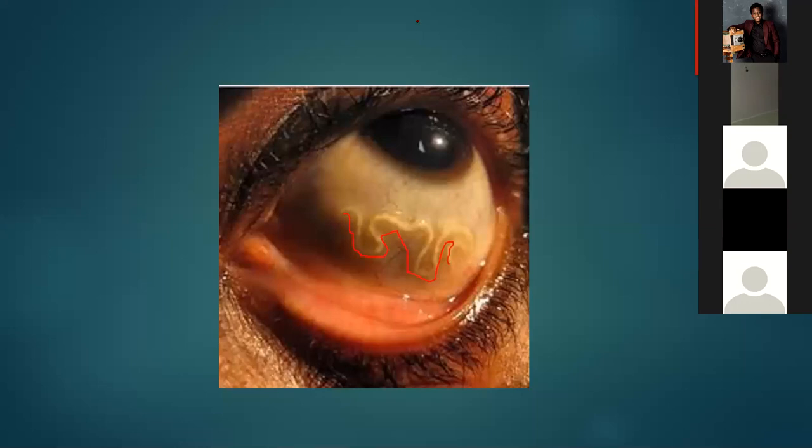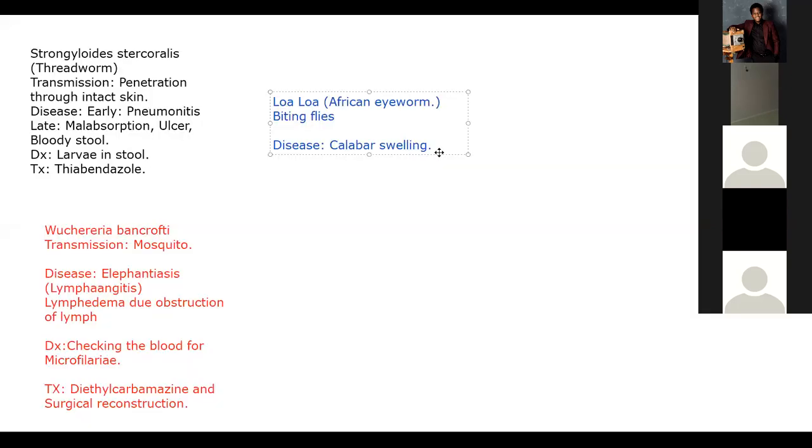So it can cause severe irritation. It's not good. And how do you want to manage this kind of condition? You use diethylcarbamazine. Don't forget, treatment is diethylcarbamazine. Okay, so that is that about that.